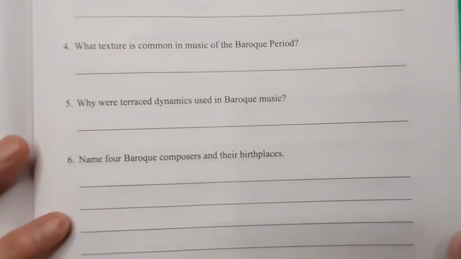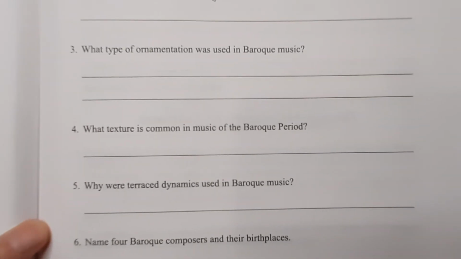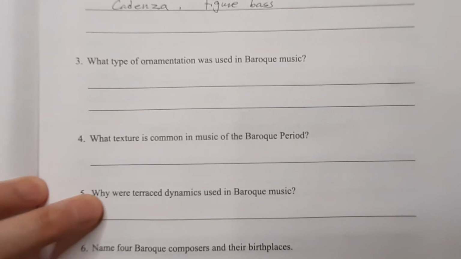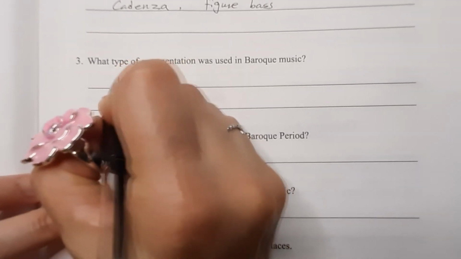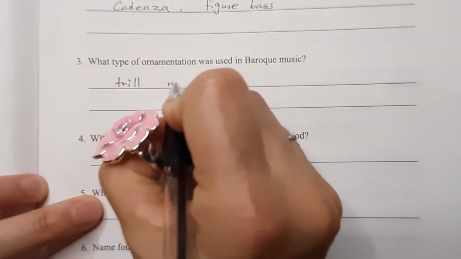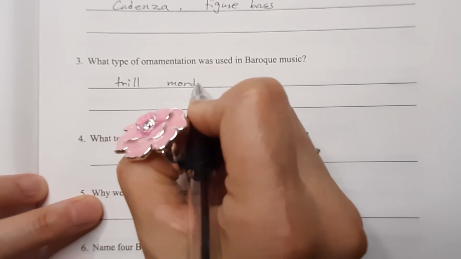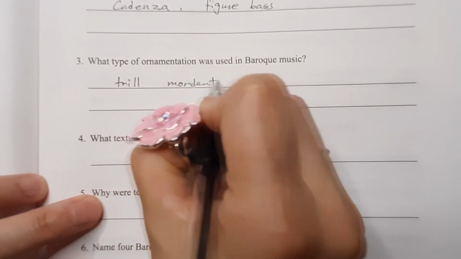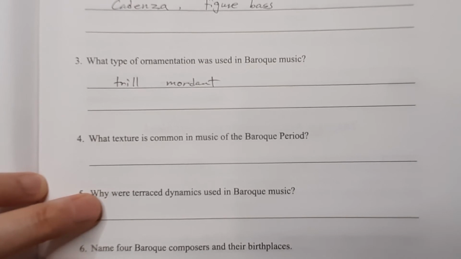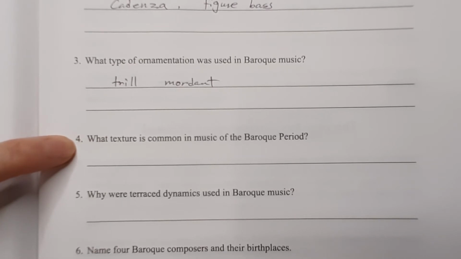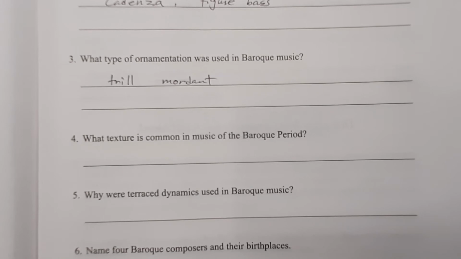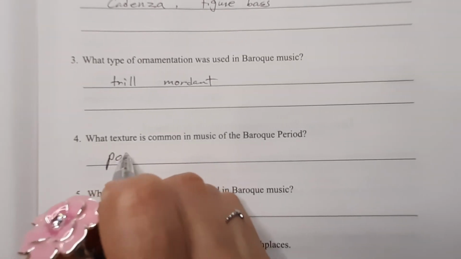Now let's do number 3, page 87. What type of ornamentation was used in Baroque music? There are a lot, like a trill or mordent, or pagatra. Those two are good. Now, number 4: what texture is common in music of the Baroque period? Is it homophonic or polyphonic? Polyphonic.